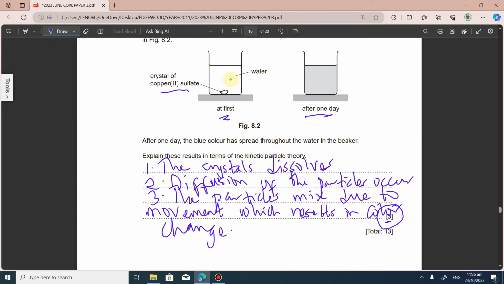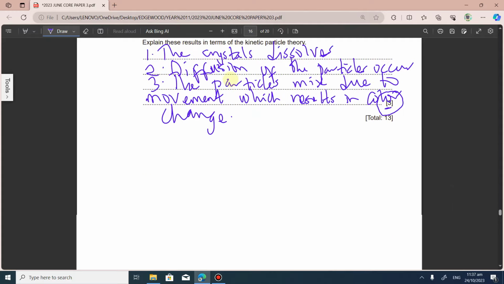So this is trying to split it into the 3 marks. The first one is that the crystals that were placed in will dissolve. After the crystals dissolve, the particles will begin to diffuse gradually, and then the diffusion will result in collisions that would now result in movement of these particles to lead to a color change.